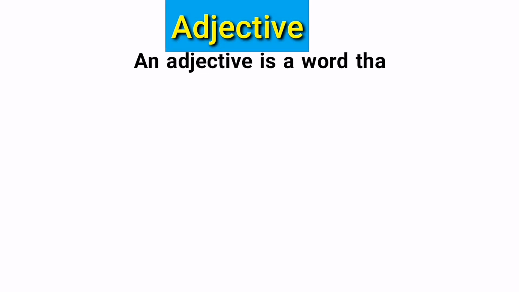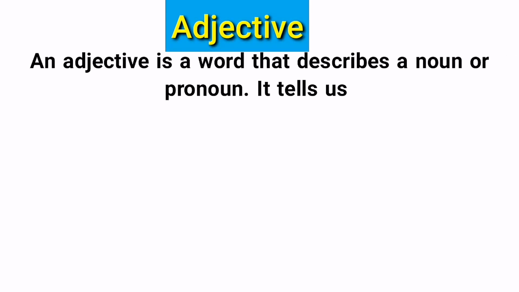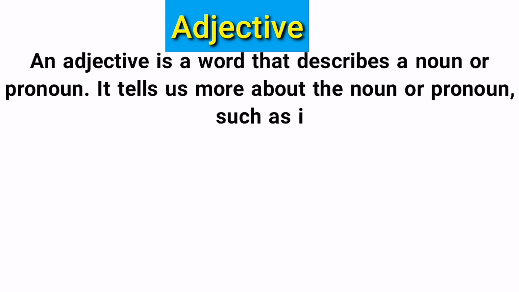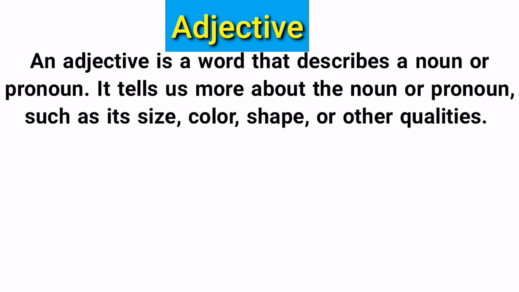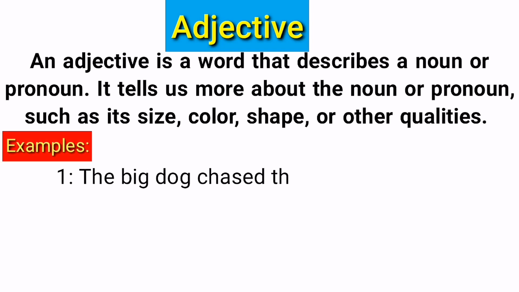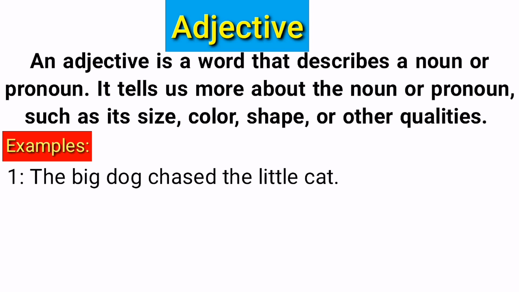An adjective is a word that describes a noun or pronoun. It tells us more about the noun or pronoun, such as its size, color, shape, or other qualities. For example, the big dog chased the little cat. Here in this sentence, the adjective is big. It describes the size of the dog. It tells us that the dog is larger than the cat.